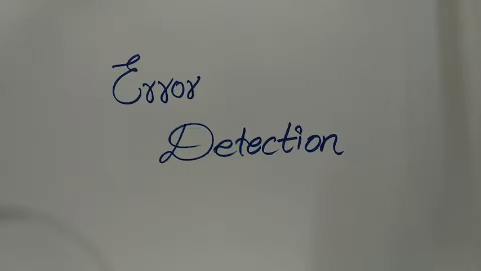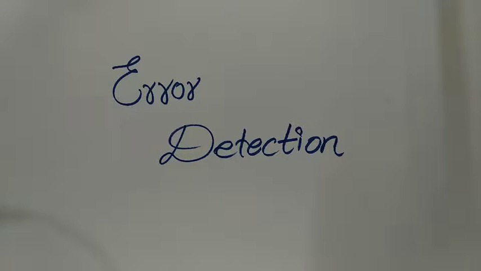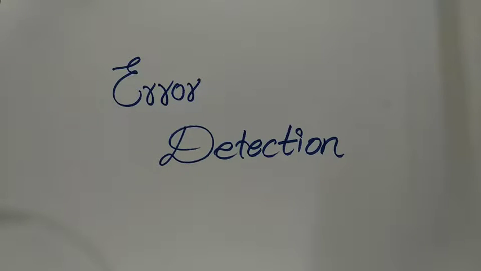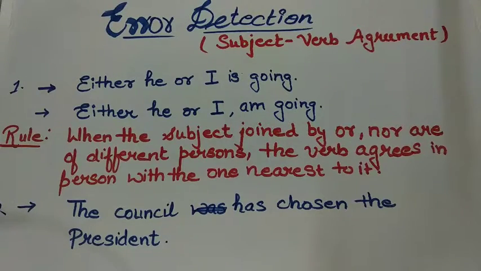As you know, we are discussing error detection, and as I have told you earlier, error detection is all about practice. The more you practice, the more familiar you will become with the rules, and it will become easy for you to attempt questions in exams. So today we are going to discuss a few more rules of subject verb agreement. I have already done one video on subject verb agreement, and today I'm going to discuss a few more important rules in that. So here is the first one.